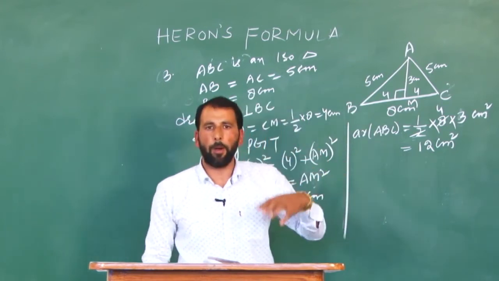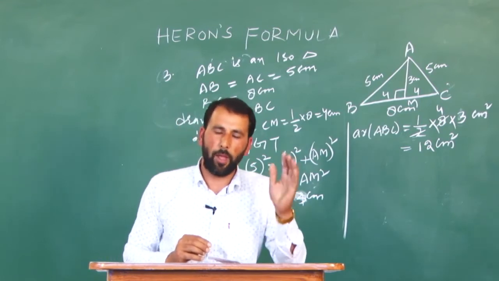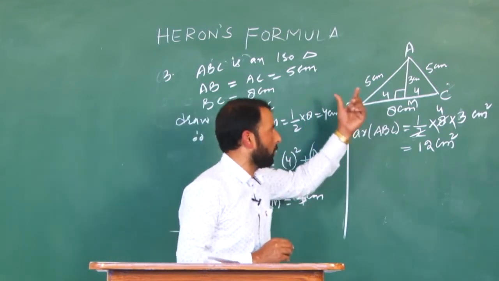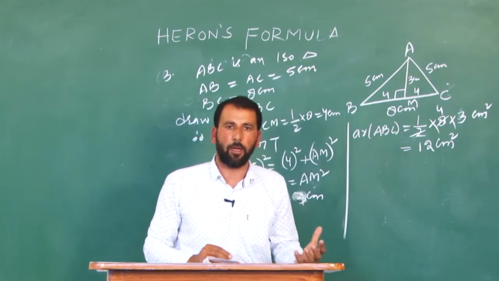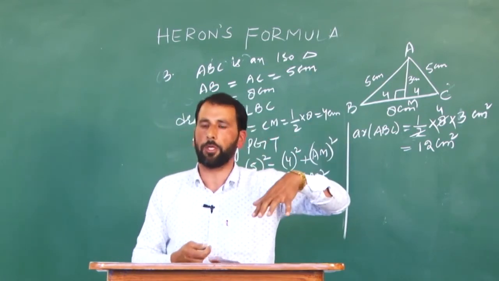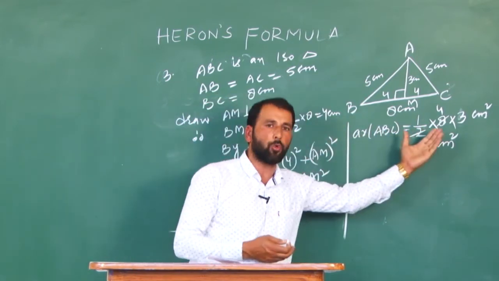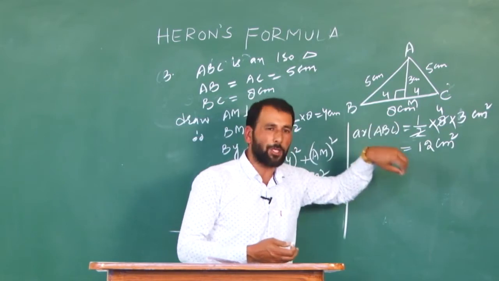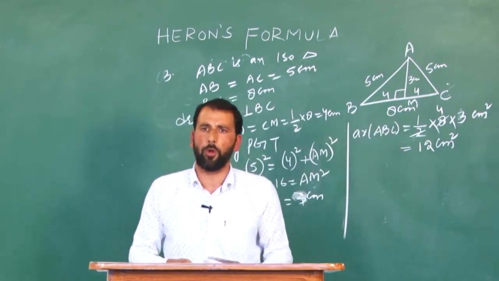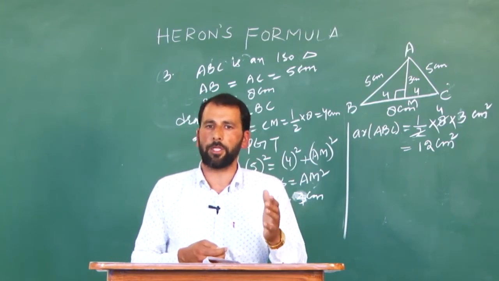So 1/2 of base into altitude is used for the triangle when its base and perpendicular are given. For an equilateral triangle, we draw the perpendicular and find the altitude of the triangle by using the Pythagoras theorem. Then after that, we use the 1/2 of base into altitude formula. And the same for an isosceles triangle, we draw the altitude and find the height of this triangle using the Pythagoras theorem.